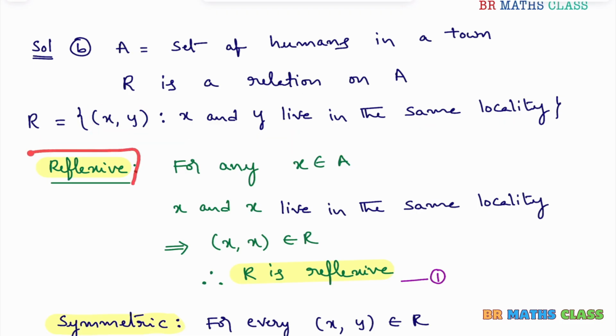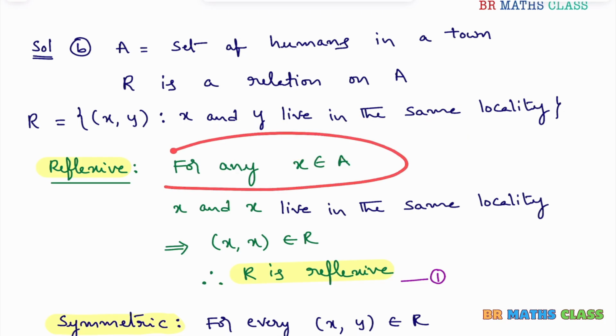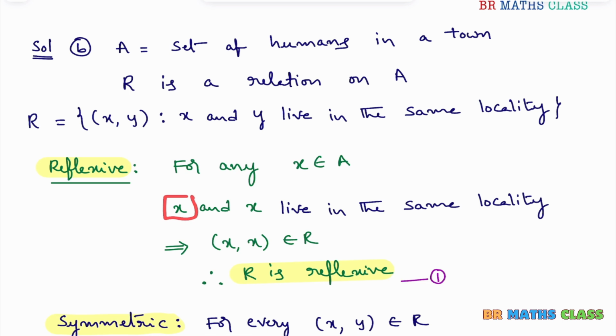Now the reflexive relation. Let's see how to write the answer for this. You know what the reflexive definition is? For any x belongs to A, the ordered pair (x, x) belongs to the relation, then we say that the relation is reflexive. Here I take one x in set A. That means x is a human in a town. Now if I say like this, x and x live in the same locality.